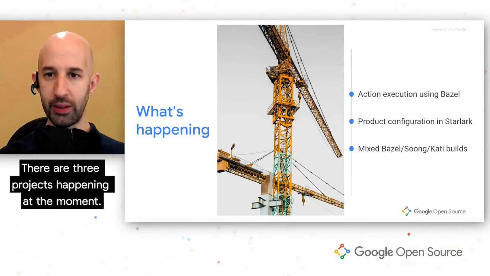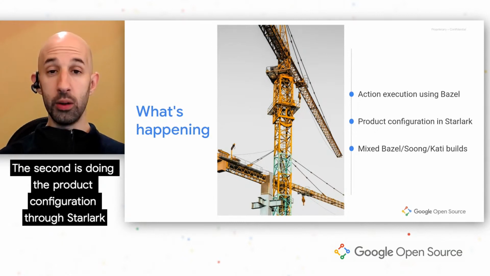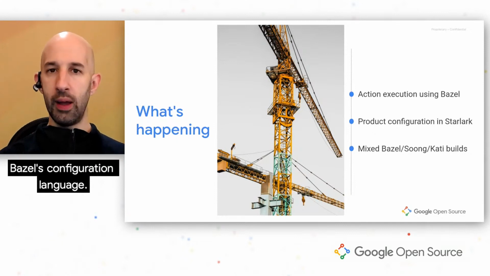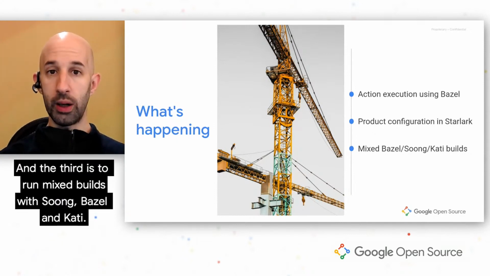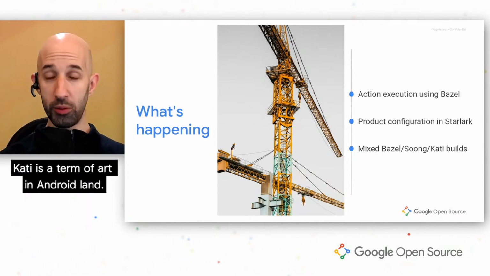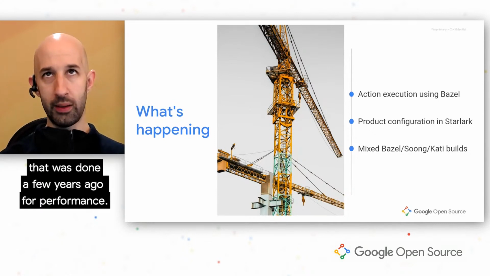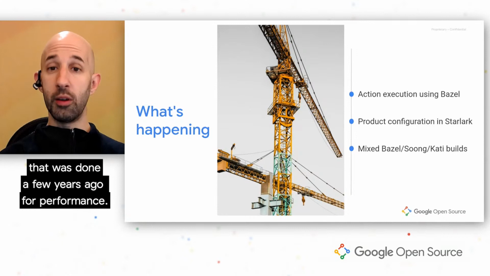There are 3 projects that are happening at the moment. The first is executing actions through Bazel. The second is doing the product configuration through Starlark, Bazel's configuration language. And the third is to run mixed builds with Soong, Bazel, and Kati. Kati is a term of art in Android land. It's a reimplementation of Make that was done a few years ago for performance.